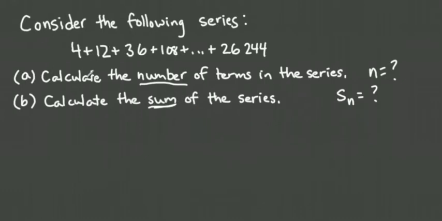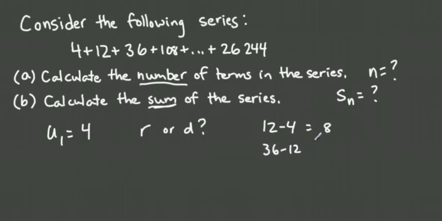Okay, we know what our first term is, so we can write down U1 is equal to 4. But the big question is R or D. Maybe you can tell by looking at it. If you don't have a common difference, if I subtract 12 minus 4 and compare that to 36 minus 12, then I get 8, and here I get 24. So there's quite a difference between that. So there's no common difference. So since we only know two types of series, we're going to assume this is a geometric series.